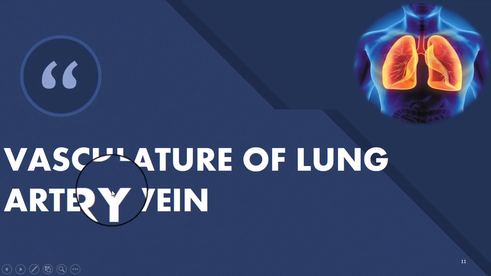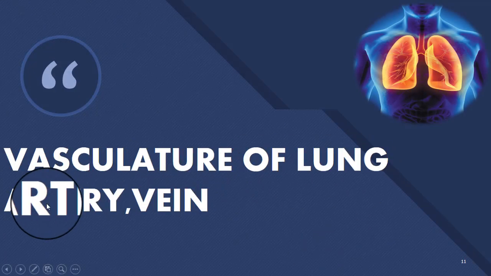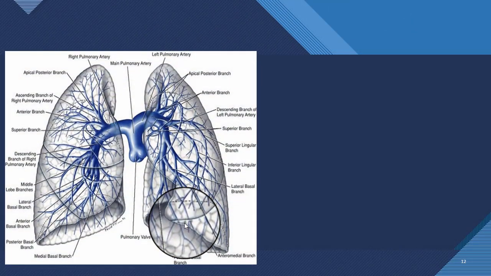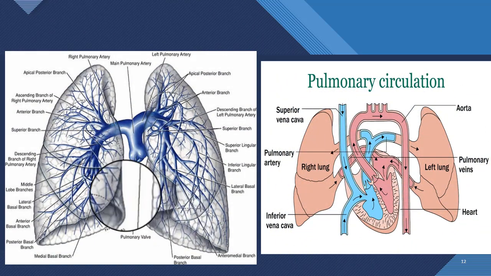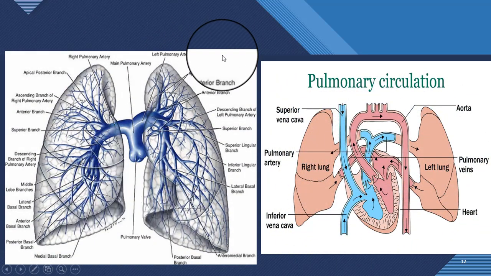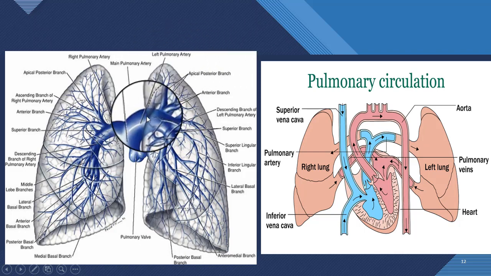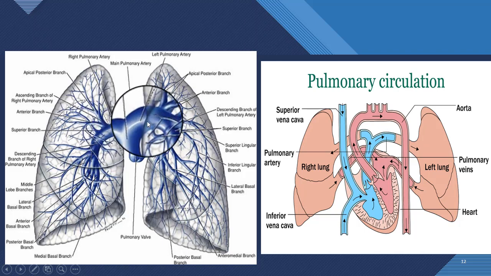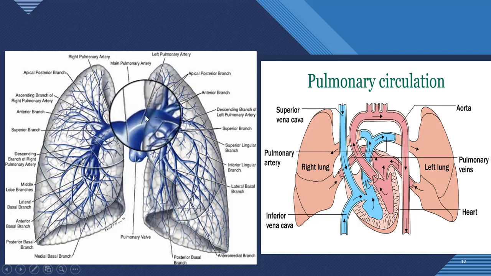Now next we'll talk about the vasculature of the lung, that is the arteries and the veins which supply the lungs. So let's talk about the vasculature now. The lungs are supplied with deoxygenated blood by the paired pulmonary arteries. As you can see here on the screen, these are the pulmonary arteries. And once the blood has received oxygenation, it leaves the lungs via 4 pulmonary veins, 2 for each lung.